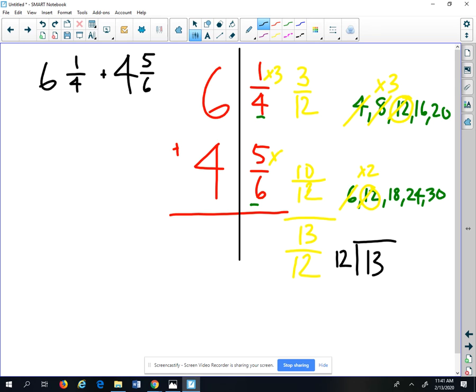Divide the number by the denominator. 12 goes into 13 one time with a remainder of 1. So the mixed number is 1 1/12.